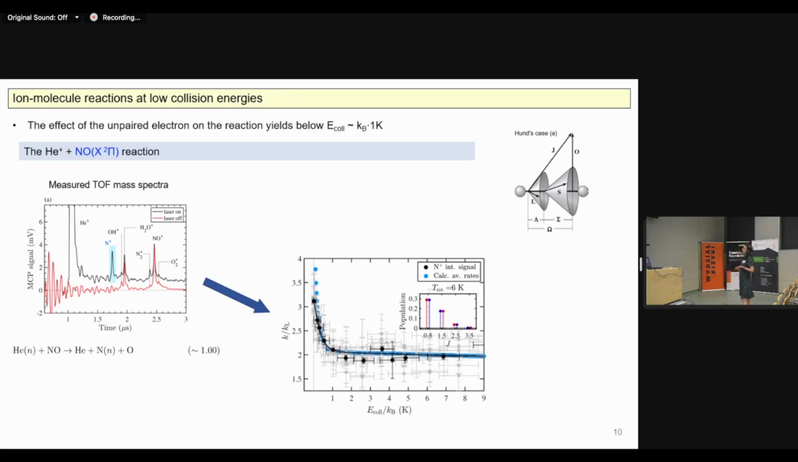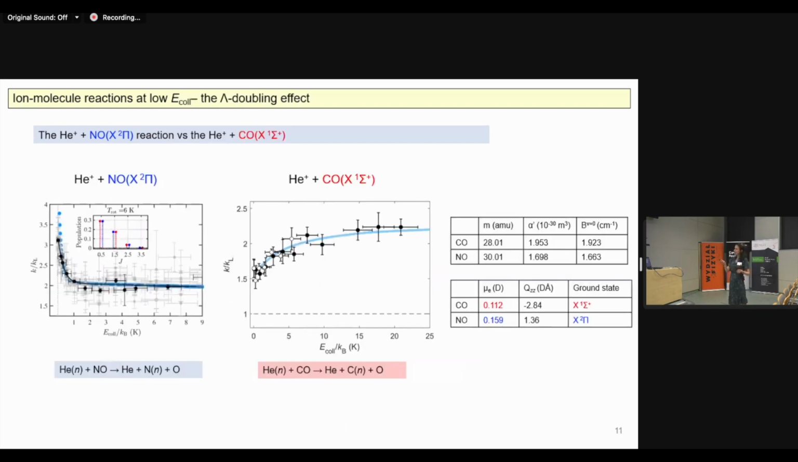So this particular system is perhaps best to compare to the reaction between helium plus and carbon monoxide, because these two molecules are actually very similar in many ways. So they have almost the same mass, almost the same polarizability, very similar rotational constants, and almost the same dipole moments. So the only difference is that carbon monoxide has a sigma ground state, while nitric oxide has a pi ground state. And this is sufficient to give you the complete opposite dependence of the reactivity.